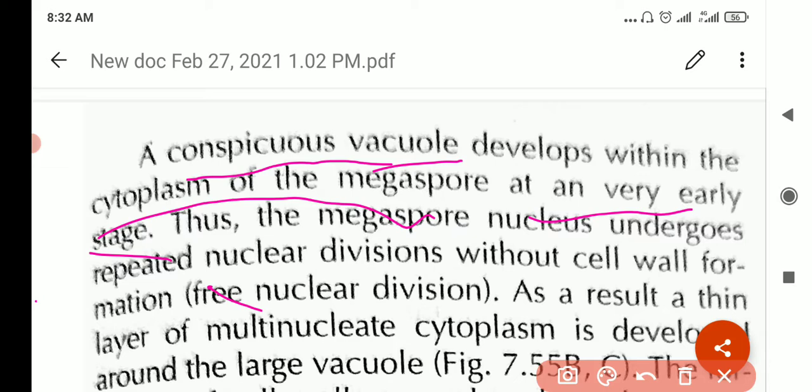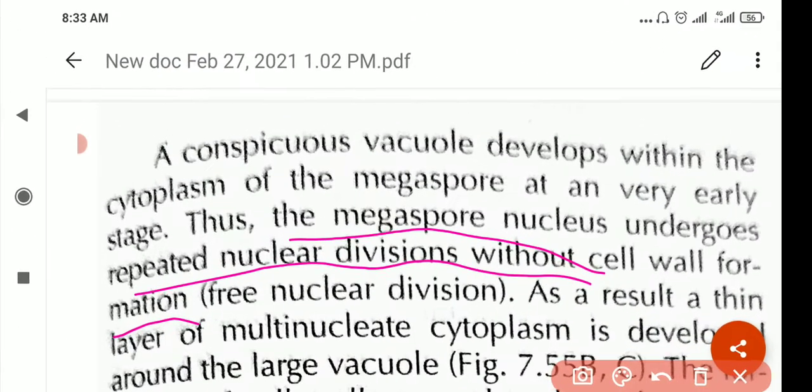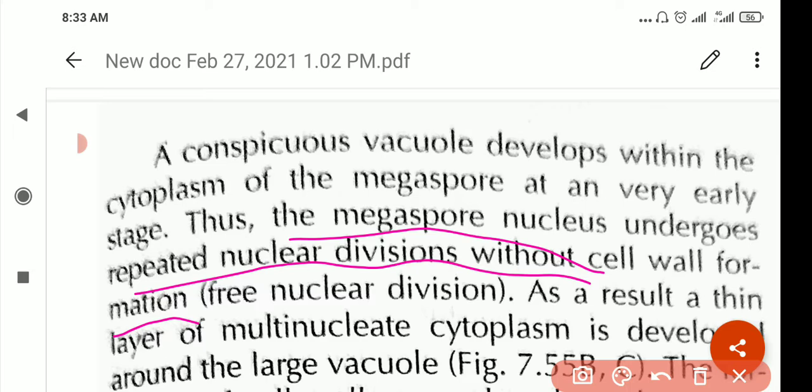Then the megaspore nucleus will undergo repeated nuclear division. Remember, we saw so many free nuclei. From one nucleus, it will keep on dividing, undergoing mitosis until we get so many nuclei. Thus the megaspore will undergo repeated nuclear division without cell wall formation. Since there is no cell wall formation, the nuclei are all in the same cytoplasm. That is what it means by free nuclei.